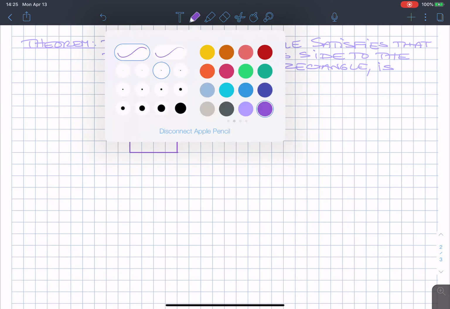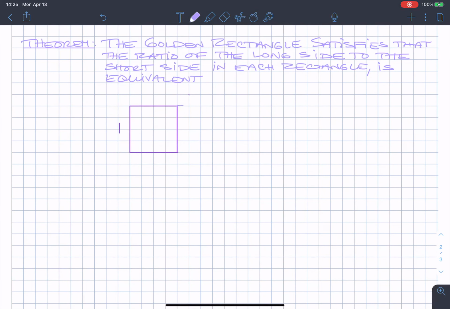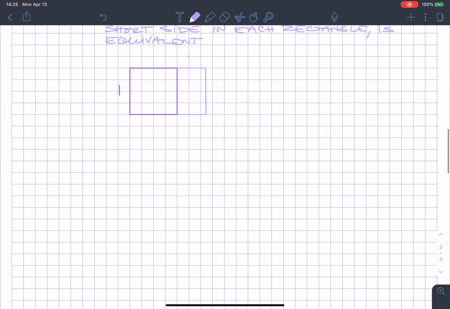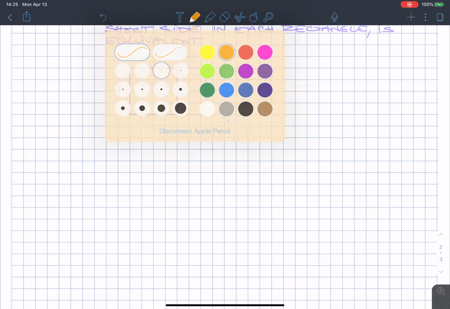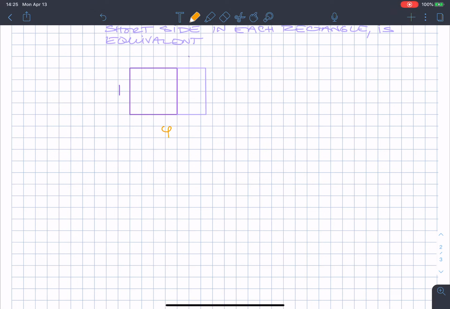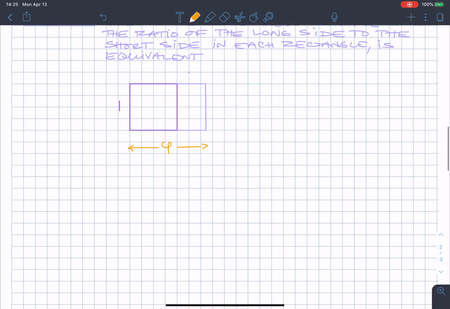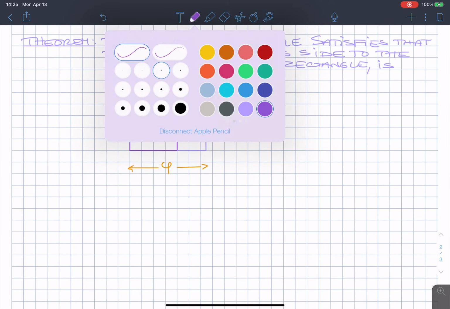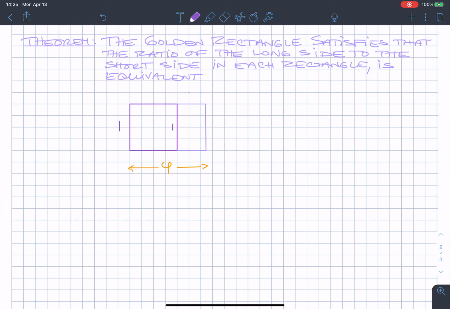Okay, so now let's say that I extend it out to about here using the process that I had before. So I have that the bottom length is phi. We do phi in orange. So I've got the golden rectangle that I created above. So this is length 1 here, this is length 1 here.